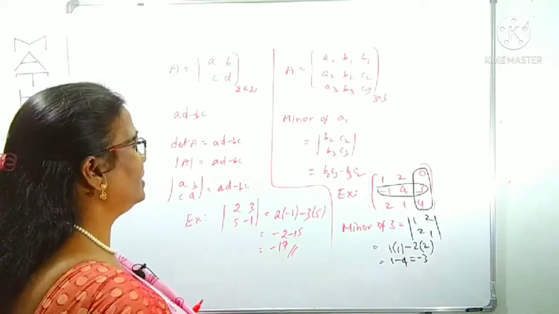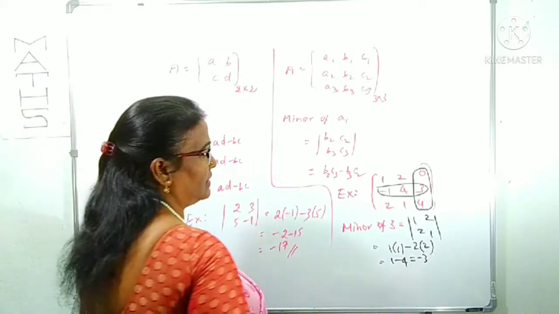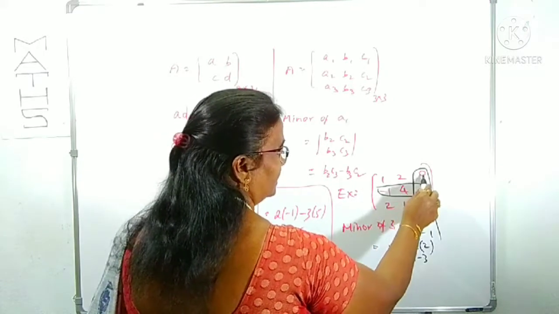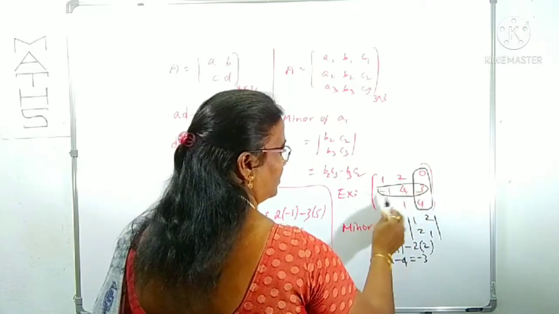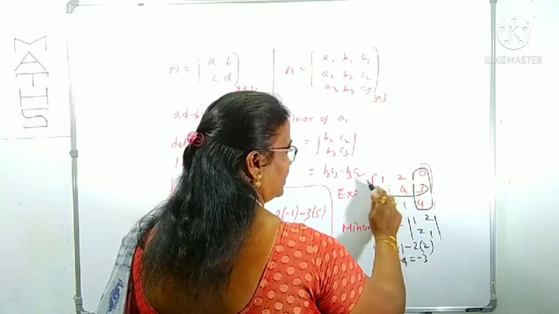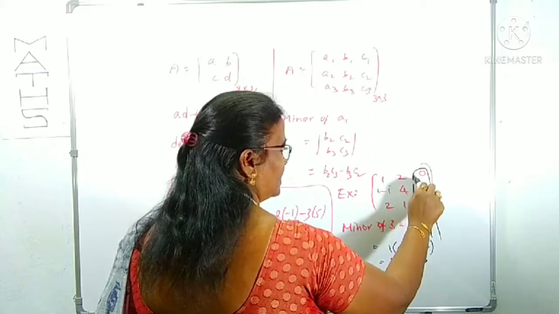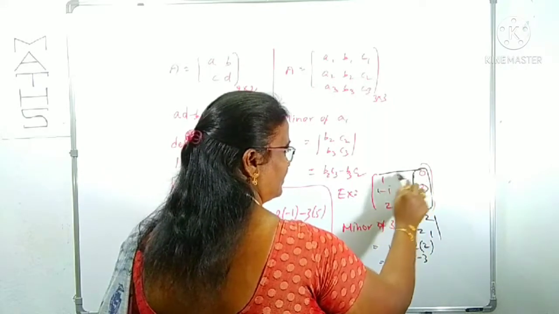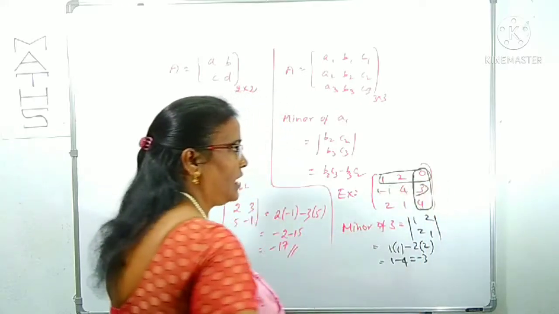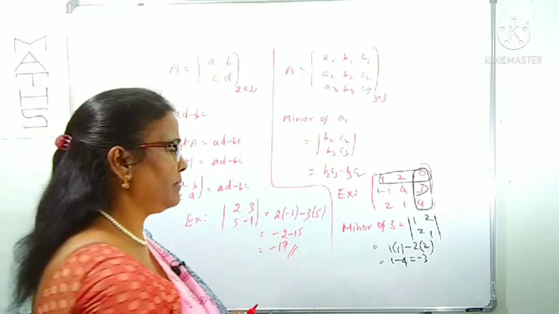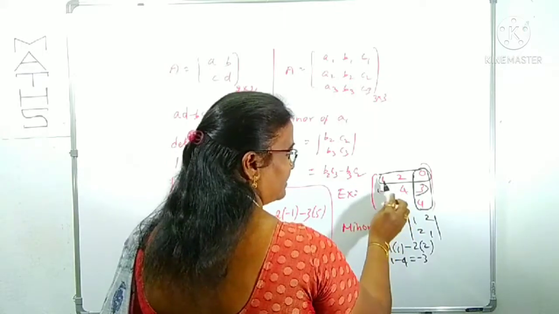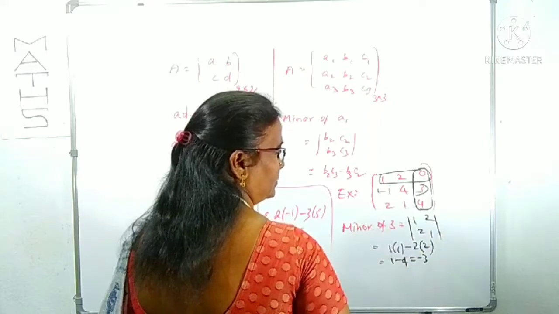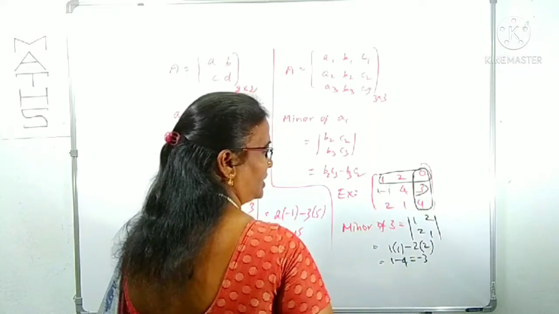Clear? Now we want another element. Suppose you want the minor of 0. Where is the 0? Here. We close this row and column, which means we can avoid this one. 0 is in the first row and the third column. Closing these two, row and column, what are the left over?